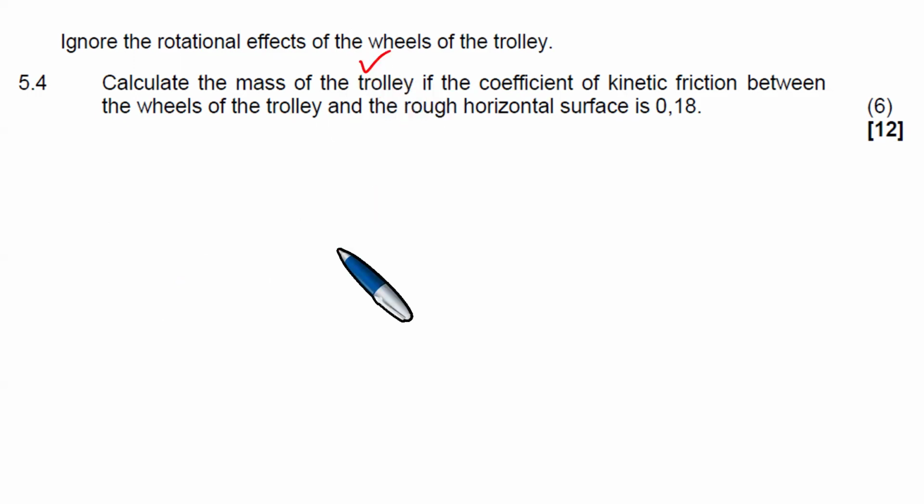right? And so to calculate the mass of the trolley, if the coefficient of kinetic friction between the wheels of the trolley and the rough horizontal surface is that. So in other words, we are speaking about the coefficient of kinetic friction, which is 0.18, like so. And so if this is the case, what then is the mass of the trolley in this case? Now, there are a couple of things, obviously, that we need to consider at this point here. And this means that we have the following.